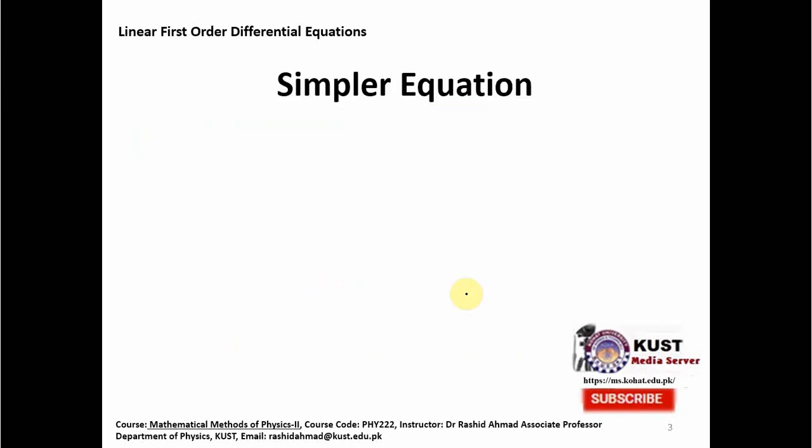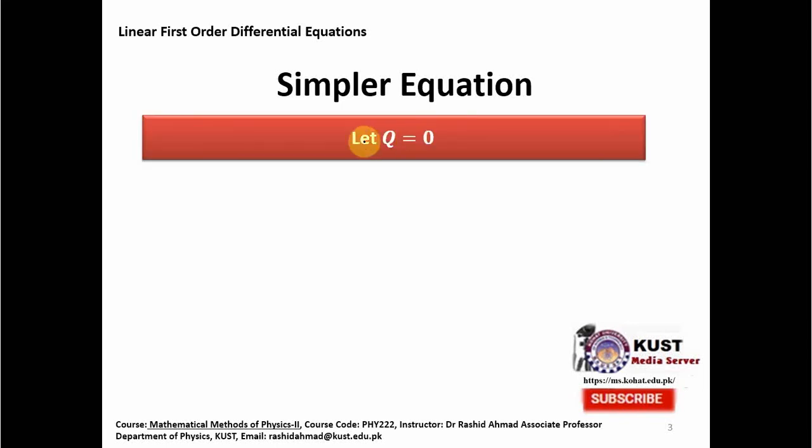We can transform this equation into an even simpler equation if we take the function q equal to 0. There is a particular choice that when the function q is 0, the equation transforms into a simpler form, as you can see here. We are considering this situation to illustrate the solution of such equations. Later on we will consider when q is not equal to 0, but to begin with I am giving you the simpler version where q is equal to 0.